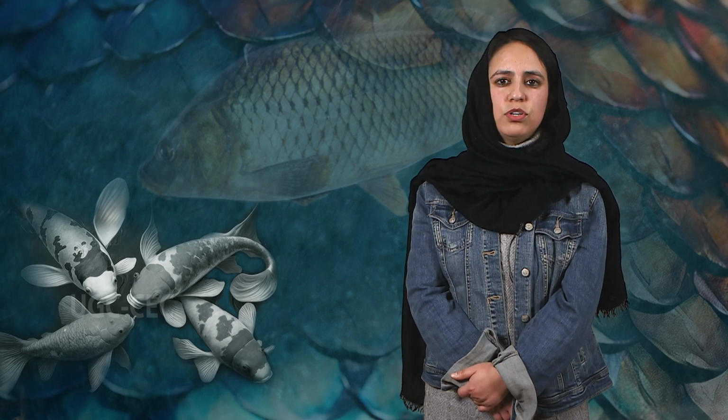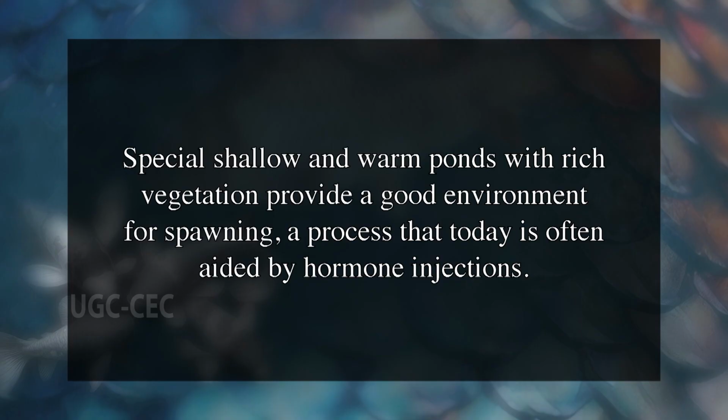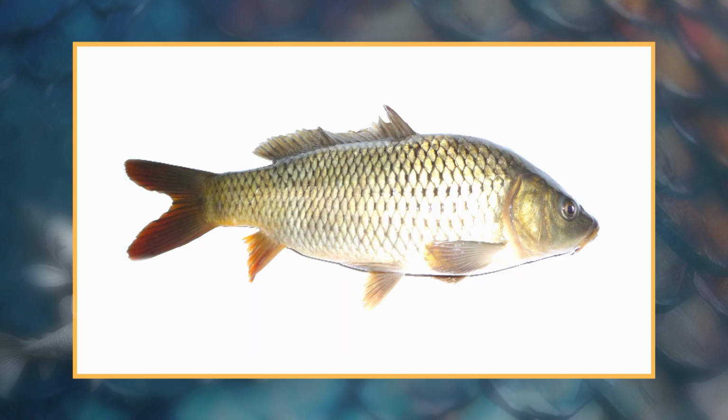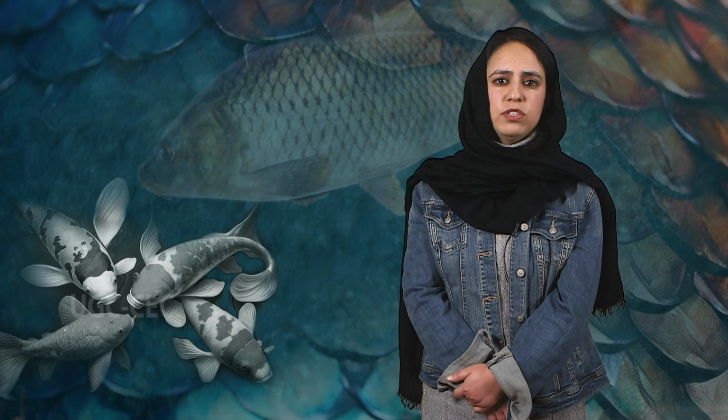For the whole life cycle, at least 3 different types of ponds are used in Europe. Special, shallow and warm ponds with rich vegetation provide a good environment for spawning, a process that is today often aided by hormone injections. After spawning, the parent fish are separated from the eggs and taken to a second pond. The fry, which hatch after a few days, are transported to shallow plankton-rich nursing ponds, where they remain until the fall of the year or the next spring.